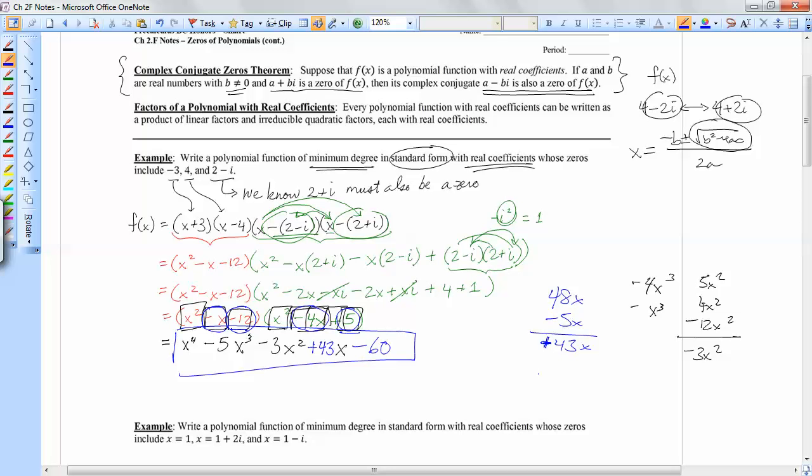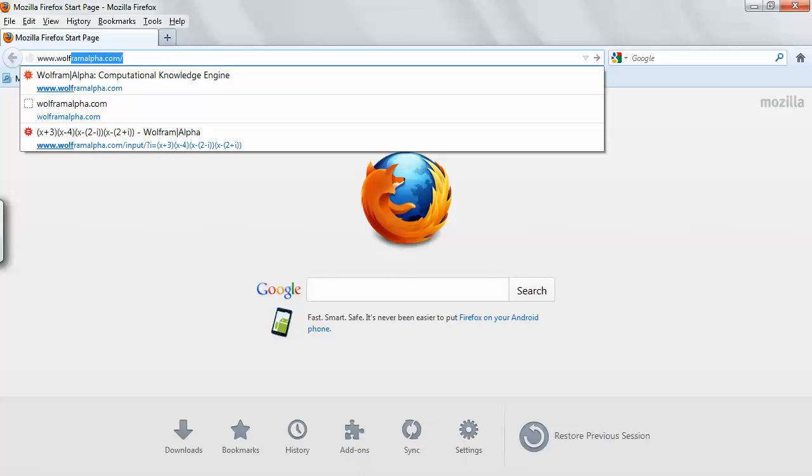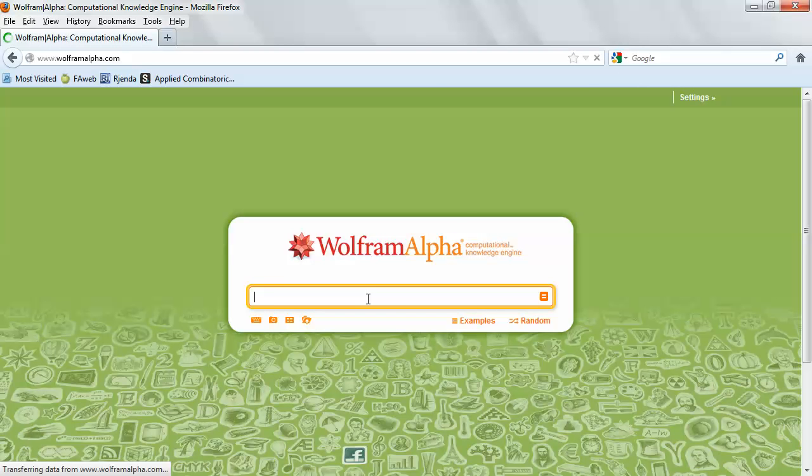Now, these problems can get kind of gross, as you can tell. Lots of multiplication. There's a website that I want to show you. So if you ever have a homework problem like this, you can do this pretty quickly. It's called Wolfram Alpha. Wolfram Alpha, right here. And so what I'm going to do is I'm going to go to this website, and I'm just going to type in that original factored form. So it's x plus 3, x minus 4, x minus 2 minus i, and x minus 2 plus i. And then I'm going to hit enter, and it's going to calculate a little bit.